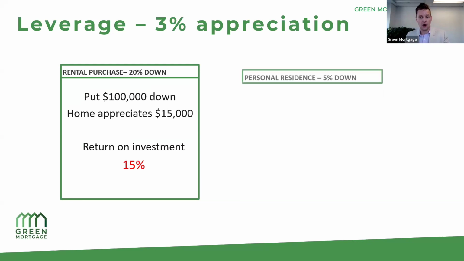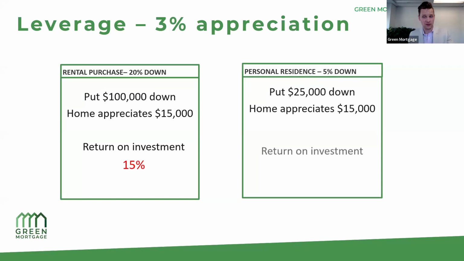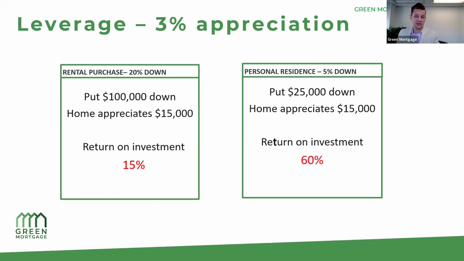Okay. Now, if you do a personal residence and use the same example, so let's buy a place for $500,000 and now it's your residence, you're putting just $25,000 down. And if the home value goes up by $15,000, your return on investment is 60%, which is kind of crazy. And this is not using a big percentage of appreciation. This is just using a 3% annual appreciation.